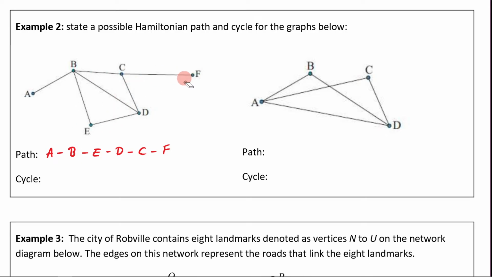So you might say, all right, what if I start at F? And I go F, C, C, D, D, B, B, E, E. I've hit a vertex twice. I can't hit a vertex twice. I can only hit it once. So that means there's just no way of doing this. It's not possible.